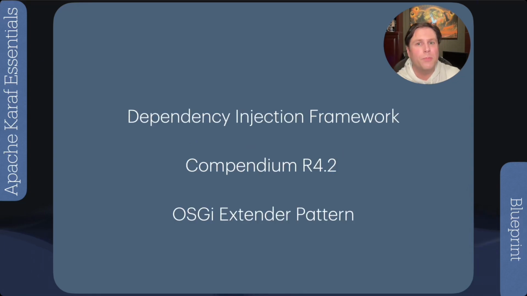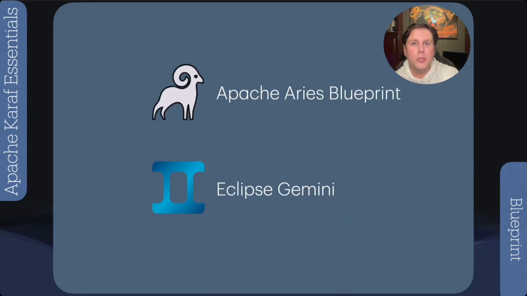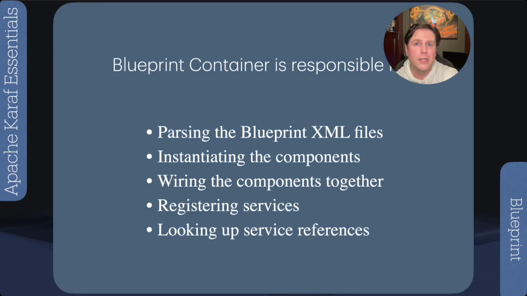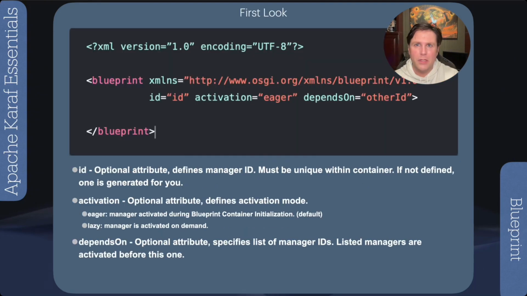The spec was put into OSGi around the time of Compendium 4.2, so it's been around for quite some time. Karaf uses the Apache Aries implementation of the Blueprint container, and all this thing is really responsible for is reading Blueprint XML, very similar to Spring XML, instantiating the components, the beans, wiring them together, registering the services we want in the container, and looking up any service reference that exists in our container to wire into our objects. Let's take a quick look at our Blueprint file.